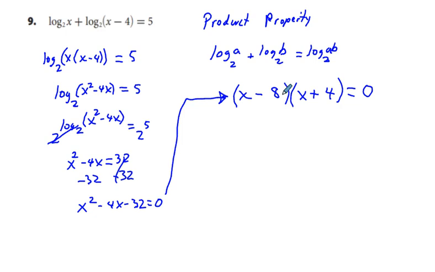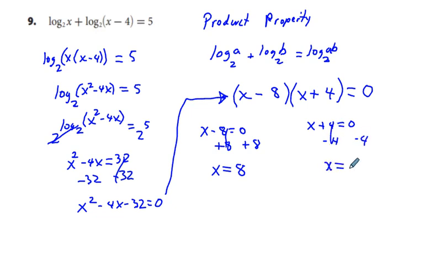And now we can use the zero factor property of algebra and set each of these factors equal to 0. So we have x minus 8 equals 0 and x plus 4 is equal to 0. Now we can solve each of these equations for x. And we have x is equal to 8. And then on the other equation, we have x is equal to -4.